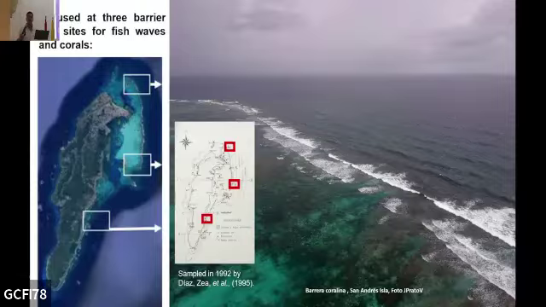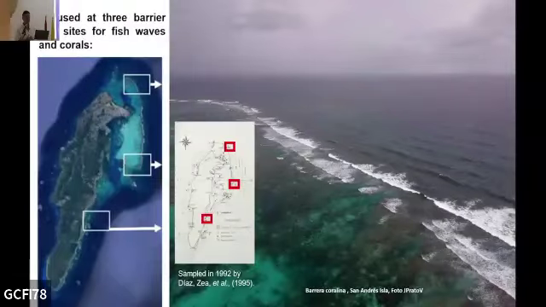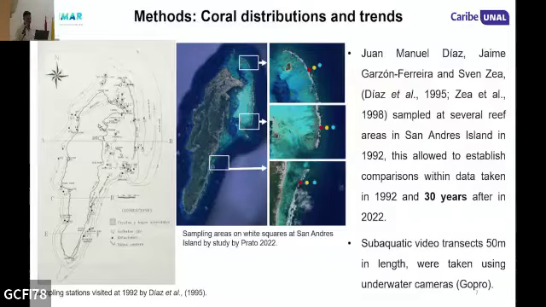In the south, the barrier reef is different from the other areas, and it's also affected by many factors, and it's more flat. So you will see some pictures later to understand a little more about this. And I also want to thank Professor Sven Sea, Juan Manuel Diaz, and Jaime Garzón, because they made a big effort 30 years ago.